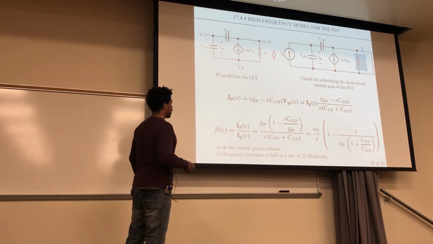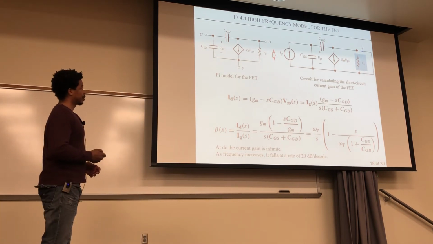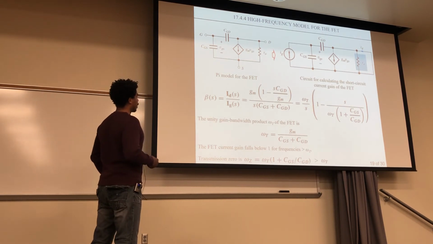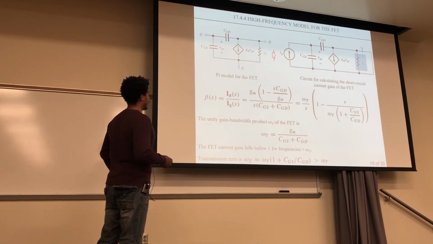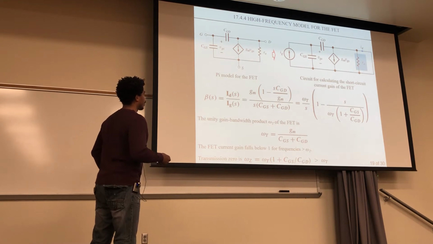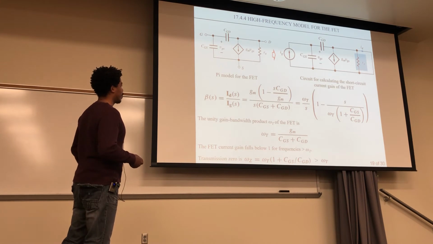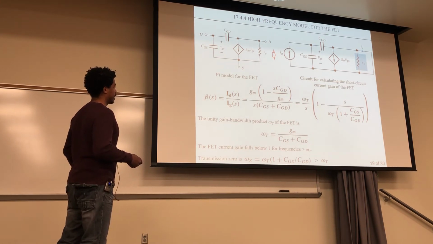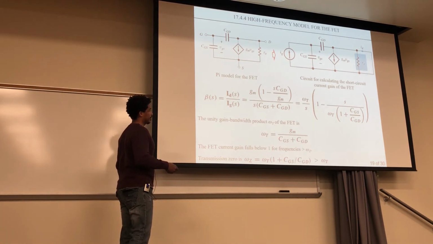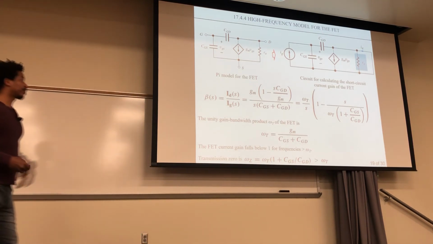Now the unity gain bandwidth product, omega t of the FET, is this right here. And the FET current gain falls below 1 for frequencies that are greater than omega t. In this case, the transmission zero omega z is at this expression right here, which is actually greater than omega t, just like last time. So this is very familiar to the BJT analysis. The only thing is that at DC, it doesn't flatline. It actually goes up to infinity.